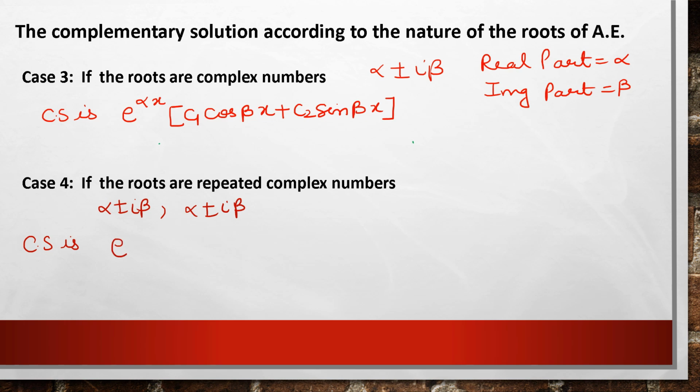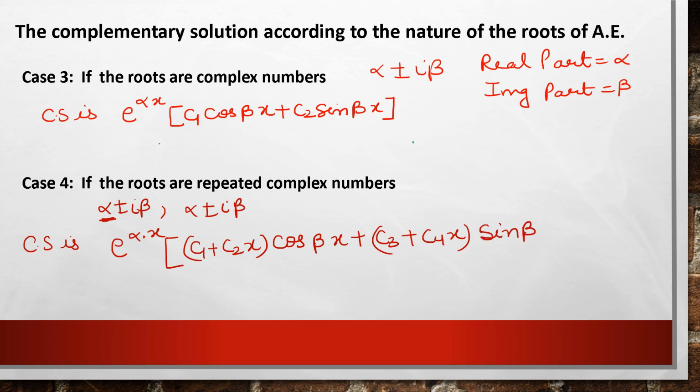That will be e power real part. What is the real part? Alpha. Alpha into the independent variable x. Now because these roots are repeating two times, here we'll write two constants along with the increasing power of the independent variable x. So c1 plus c2x, cos imaginary part beta x, plus c3 plus c4x, sine imaginary part beta into x. Alright, so this is the solution.